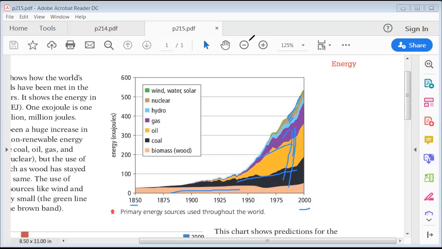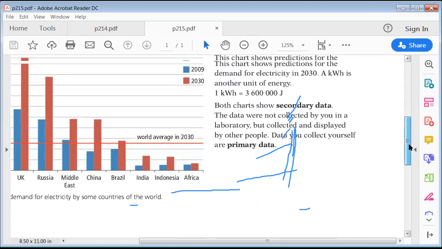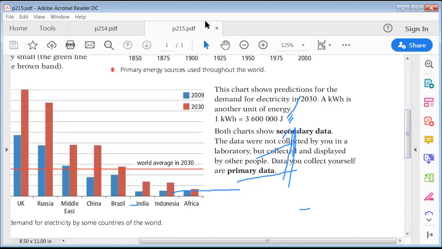And we have another chart. Let me close this. Oh, sorry.